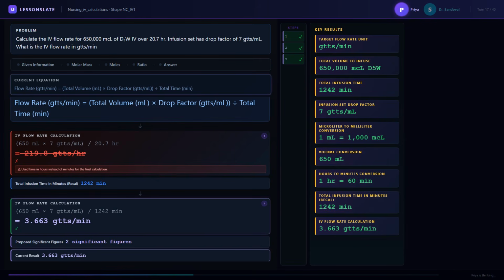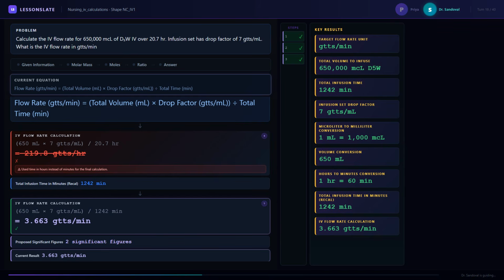Okay, so we have 3.663 drops per minute. I'm thinking maybe 2 significant figures? The drop factor of 7 drops per milliliter only has 1 digit, so I'm wondering if that limits our precision. Would it be around 3.7 drops per minute?